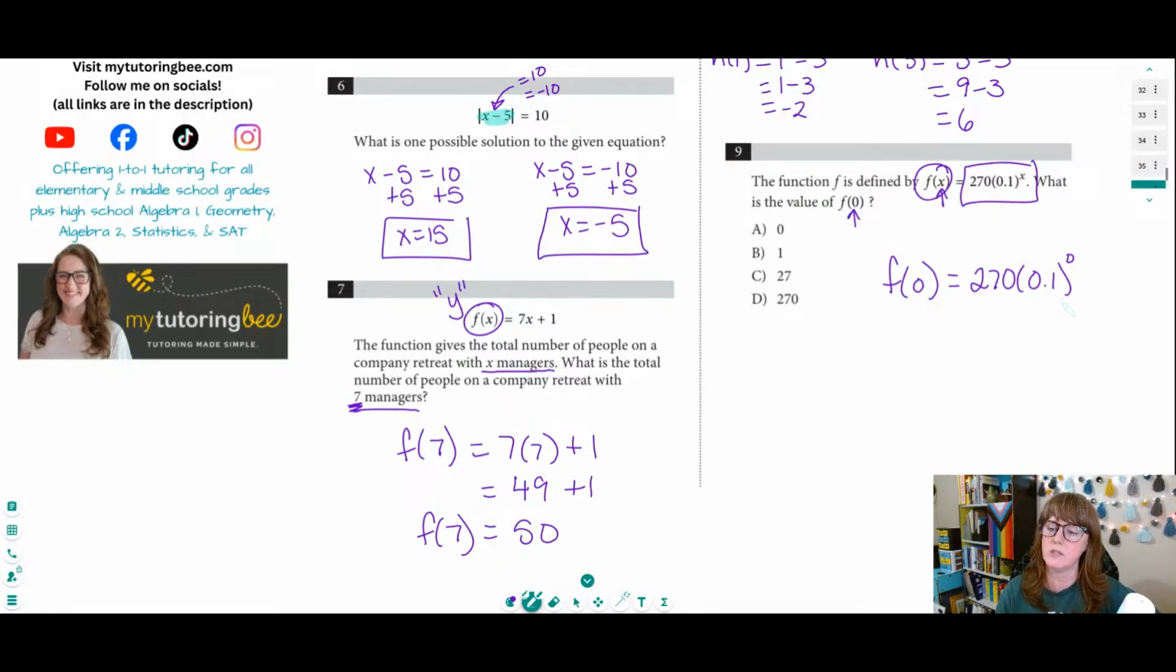Alright, so then let's solve this. Anything to the 0 power equals 1. So this is the same thing as 270 times 1, which is just 270. So we're looking at answer D for that one.